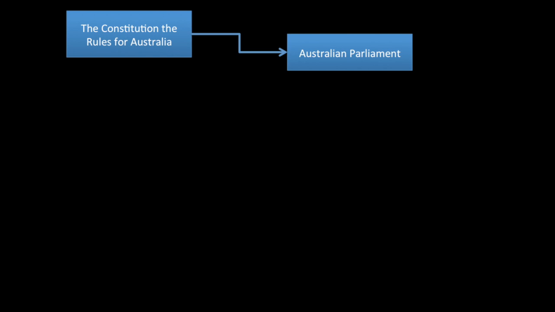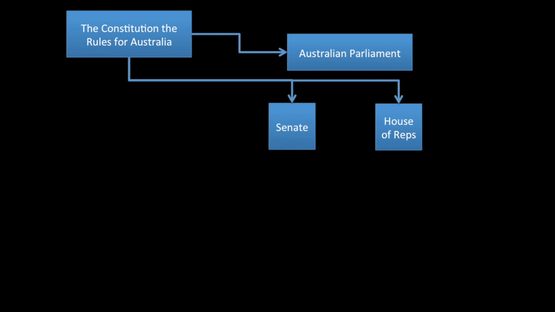So the Australian Constitution talks about the Australian Parliament. It says what the Australian Parliament will do. We call that the federal government or the federal parliament or the Commonwealth government. There's lots of different words we actually call that. The Constitution also tells us about the Senate and the House of Reps. These are the houses within the Australian Parliament. So the Australian Parliament is divided into the House of Representatives and the Senate.